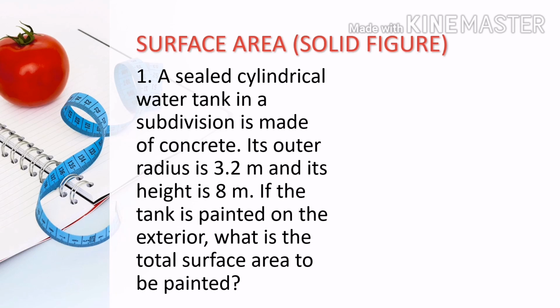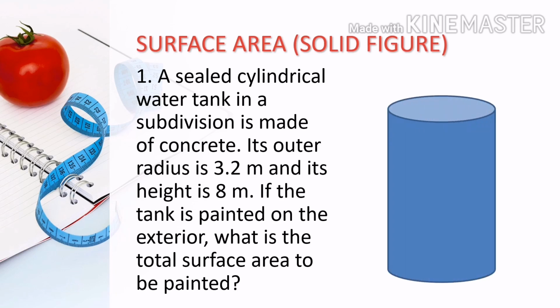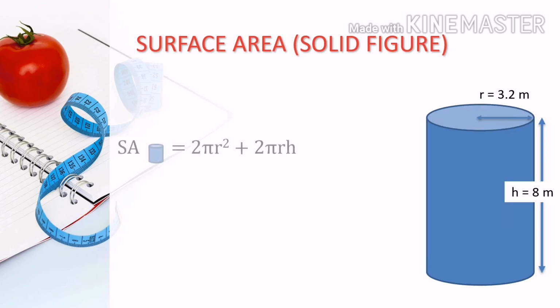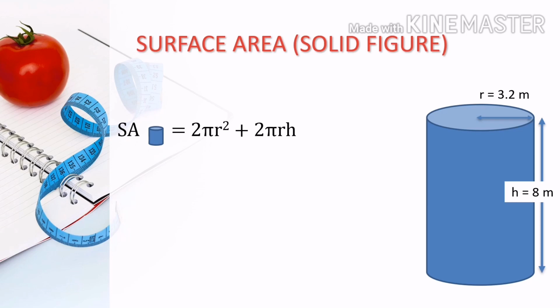To better understand the given measurements, let's have this illustration. The height is 8 meters, and the radius given is 3.2 meters. Solving for the surface area, the formula is 2 pi r squared plus 2 pi r h. Just substitute. That would simply be 2 pi, our r is 3.2 and we square it, plus 2 pi times the radius, 3.2, and the height, 8.